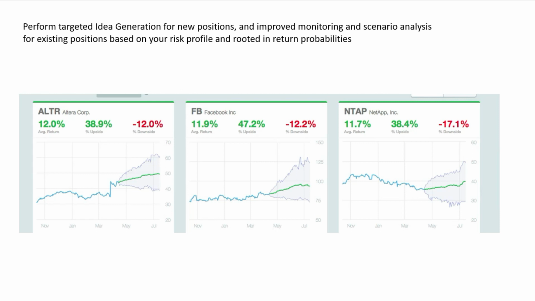As you know, to perform target idea generation for new positions and improve monitoring and scenario analysis for existing positions based on risk profile or rooted in return probabilities, you can use any kind of algorithm that tries to mimic the price line in the future. There are several ways to calculate that. One is to monitor the last, for example, 100 or 200 candles and make some projection that's common for that asset.